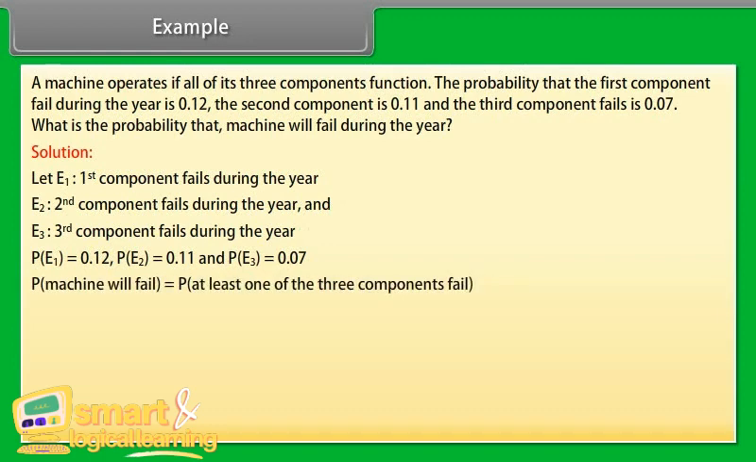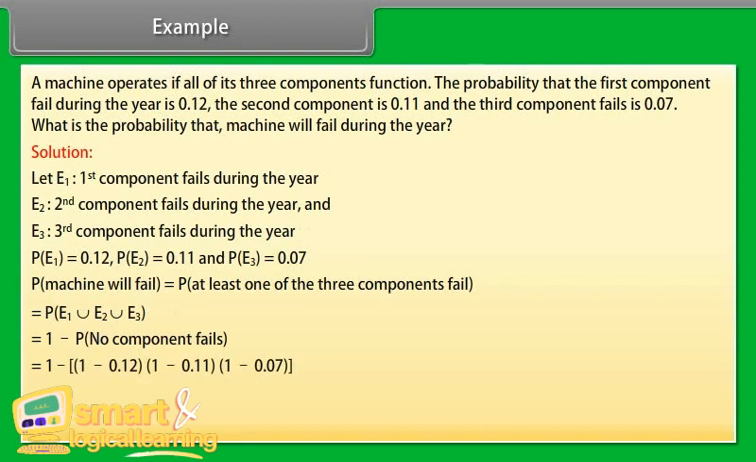P(machine will fail) is equal to P(at least one of the three components fails) is equal to P(E1 union E2 union E3) is equal to 1 minus P(no component fails) is equal to 1 minus (1 minus 0.12) into (1 minus 0.11) into (1 minus 0.07) is equal to 1 minus 0.88 into 0.89 into 0.93 is equal to 1 minus 0.7284 is equal to 0.2716.